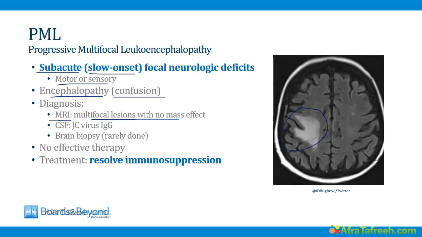That's characteristic of PML. You can also do a lumbar puncture and look for JC virus IgG antibodies in the CSF. The gold standard is a brain biopsy, but this is rarely done. And PML is a progressive disorder. That's why it has the word progressive in the name, and it will ultimately lead to worsening neurofunction unless you resolve the immunosuppression. There is no effective direct therapy. What you need to do is get patients to reconstitute their immune system, and then the PML will go away when the immune system is working.